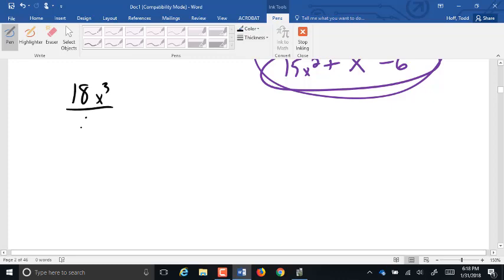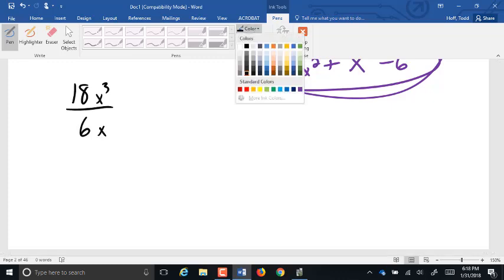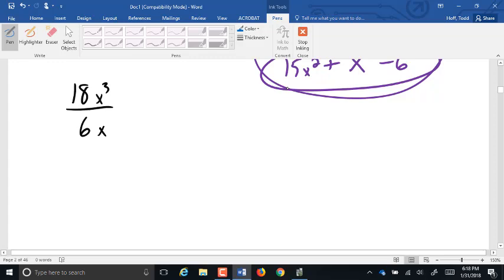Let's say I have 18x to the third divided by 6x. Just like with multiplication, we combine the counts. What's 18 divided by 6? 3, and then we divide the names. That's really x to the 1. So x to the third divided by x to the 1 is x squared. 3 minus 1 is 2.